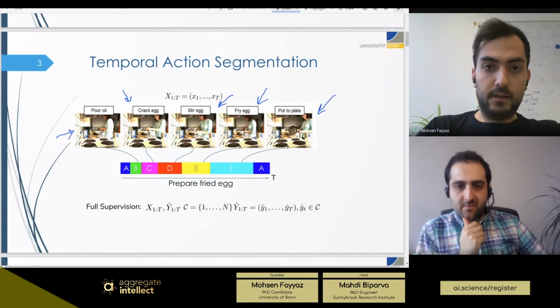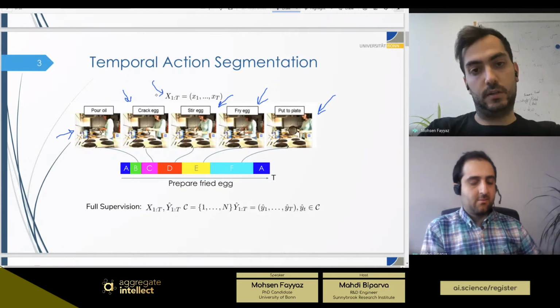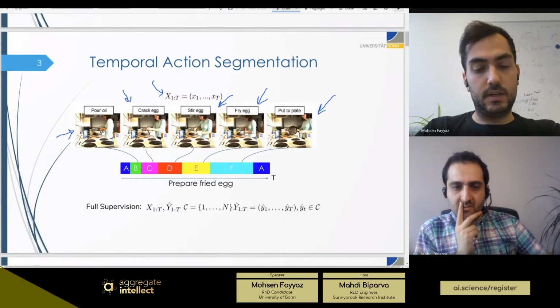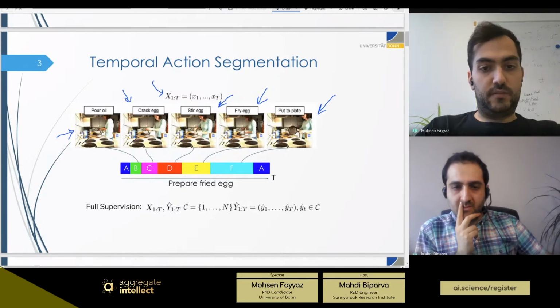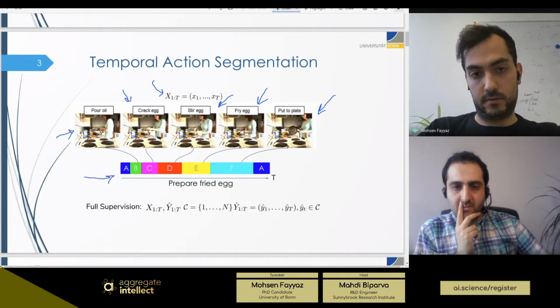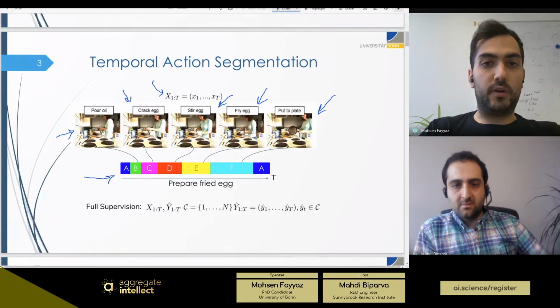The input of the video is this ordered sequence of frames we have. We call it X. And the actions we have in the video are something like that. So for each frame, we have a label here. We want to describe every frame of the video. So we want to temporally segment the video. And the overall action of this video is preparing fried egg.